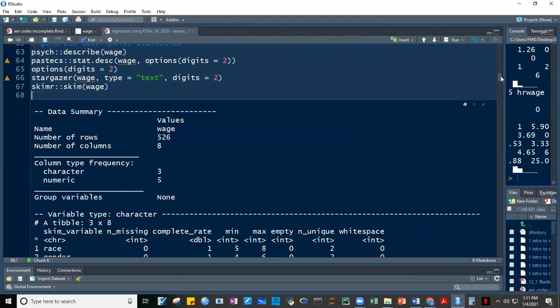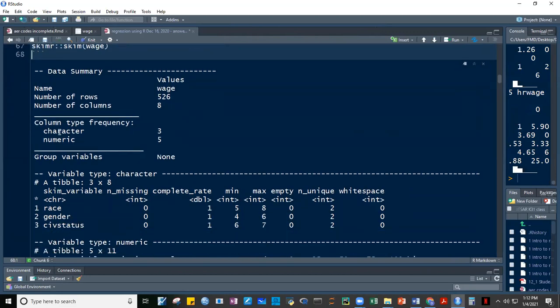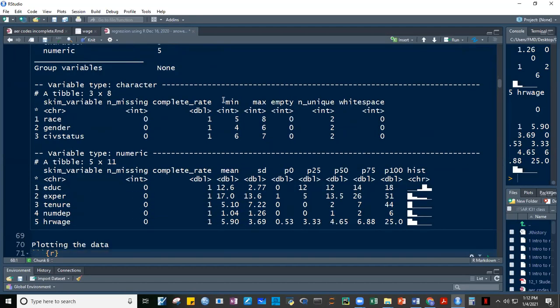So what do we find here? Scheme summarizes the data, wage, number of rows, number of columns. How many numeric variables? 5. How many character? 3. Okay, then, what do we find here? It's a table, 3 by 8.